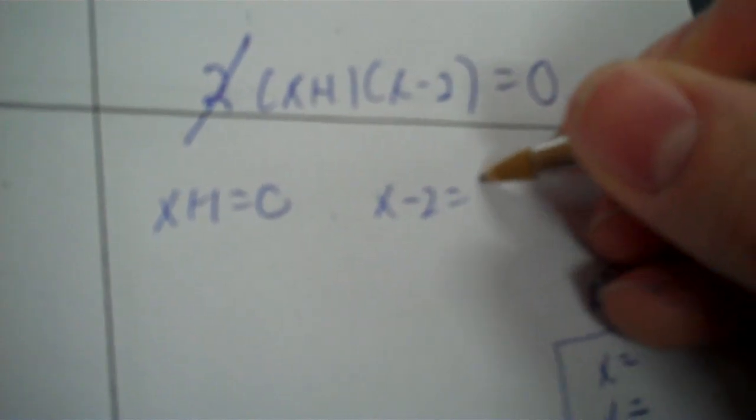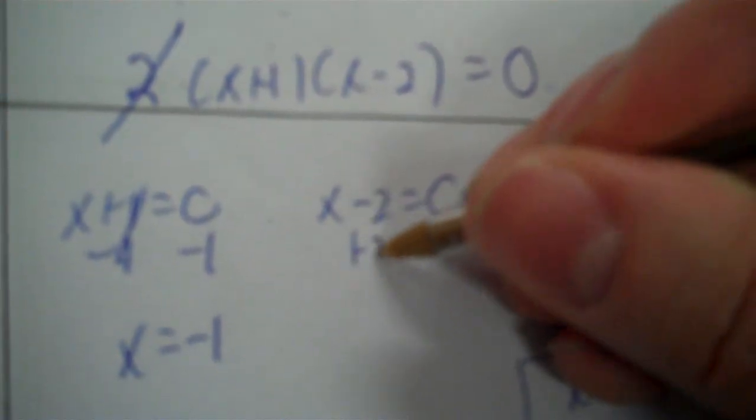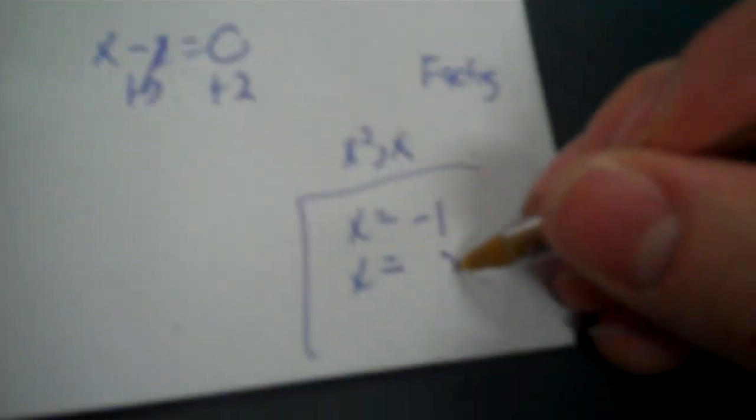X plus 1 could equal 0, x minus 2 could equal 0. So minus 1, that gives us negative 1. Plus 2, that gives us 2. Okay, next problem.